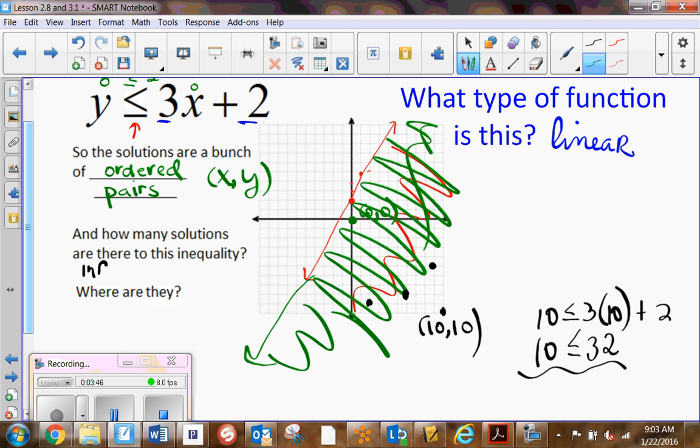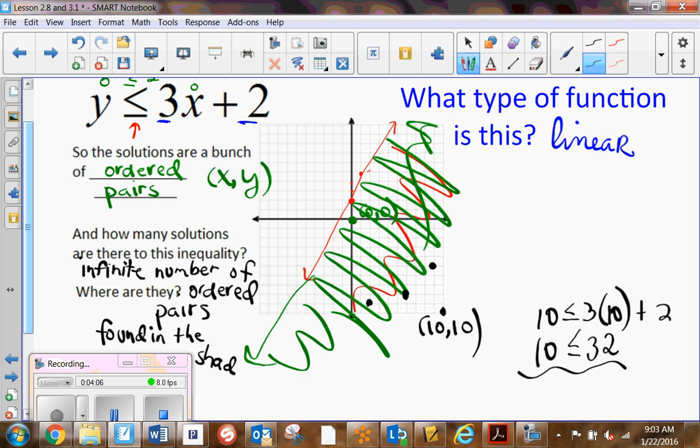There's an infinite number, but you can't just stop there. You've got to say an infinite number of ordered pairs found in the shaded area. You have to identify where those points are. You just can't say every point in the universe, every real number point, because this point doesn't work. If I plug that in, it would not make a true statement. Or if I plug this x line in, it's only the ones in the shaded area.